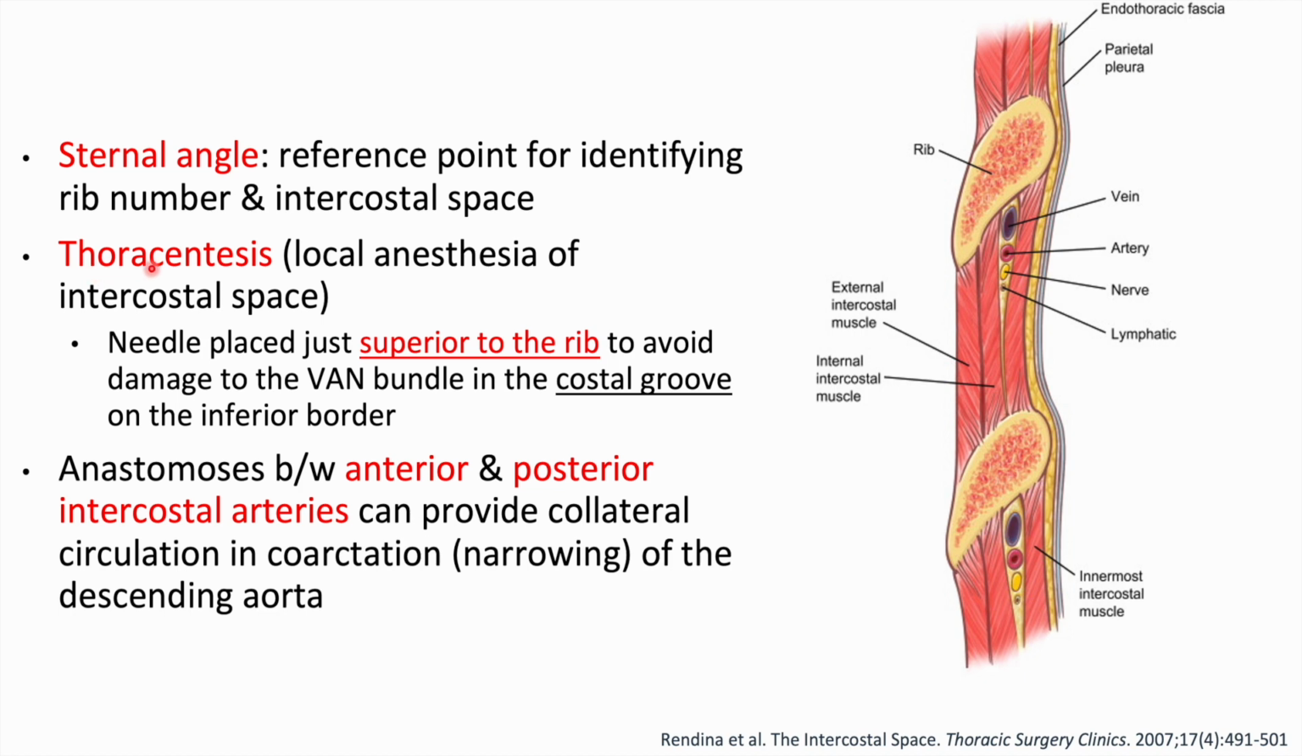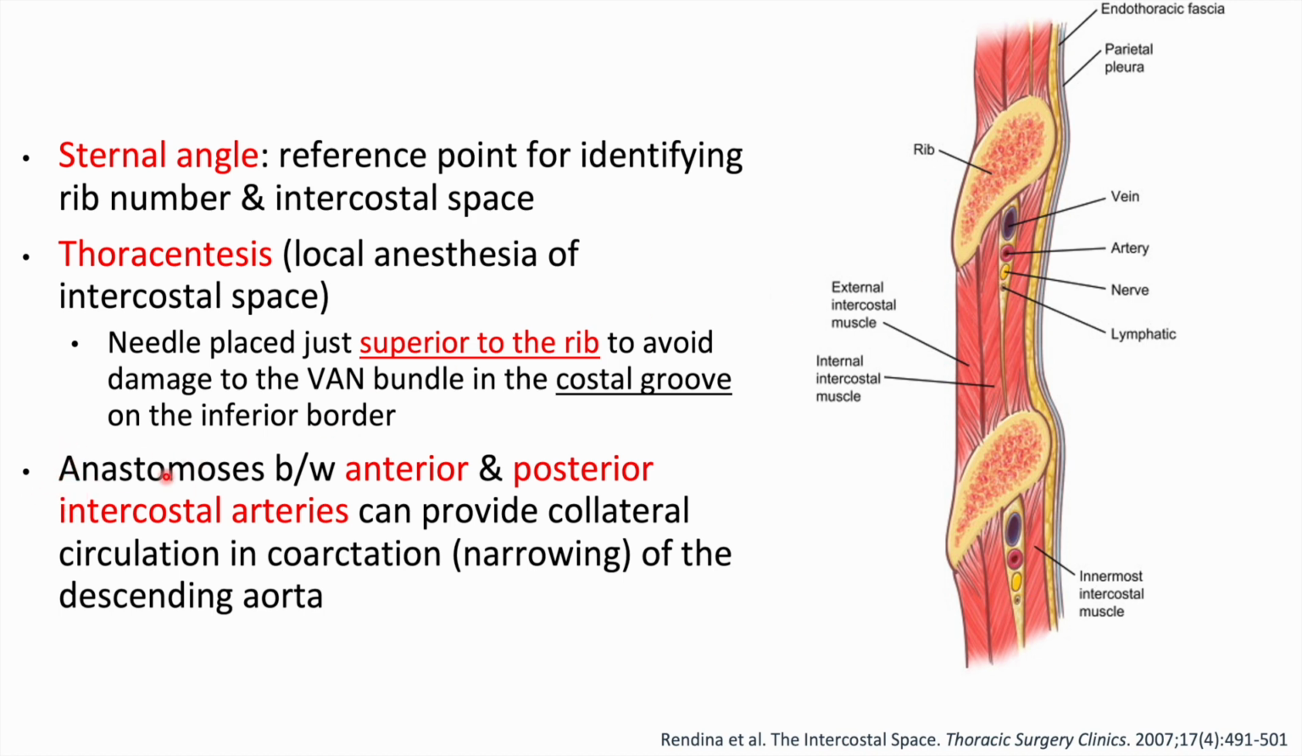Also, to achieve thoracentesis, or local anesthesia of the intercostal spaces, you're going to want to place the needle just superior to the rib, because remember, we're going to have the VAN running at this costal groove. So we have our rib here that's going to form this costal groove, which is where our VAN is going to sit. If we stuck a needle just inferior, then we risk damaging the nerve or any structures here. So we're going to want to come up here and go superior to it. This is a really important one to know. You want to go just superior to the rib because the VAN lies in the costal groove on the inferior border.